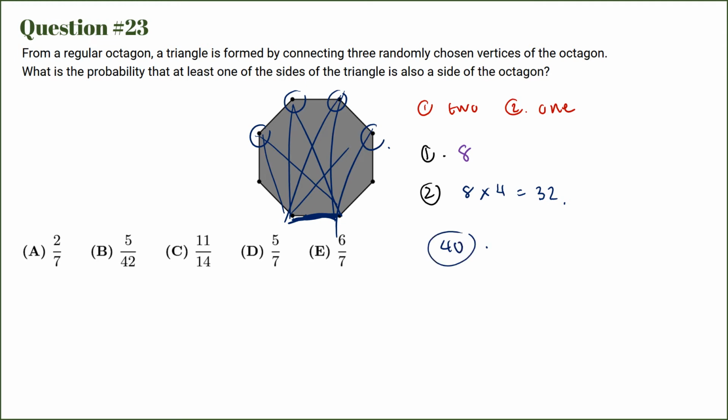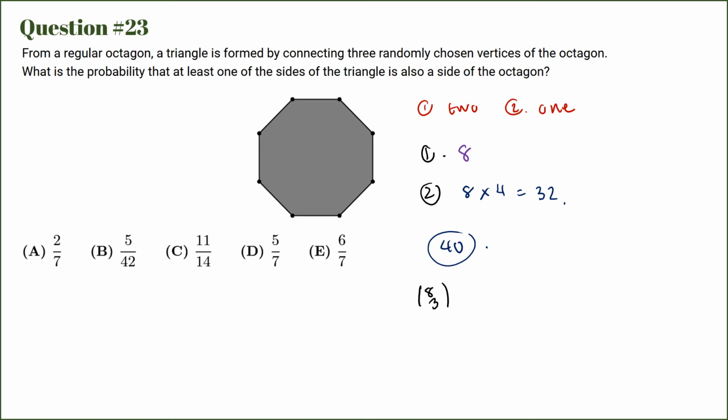Now let's think about the denominator, or how many triangles that you can make in total. So that would be 8, or here, let me erase this. That would be choosing any 3 points of these 8 you can choose. So that would be 8 choose 3, which is 56. So 40 over 56 equals 5 over 7, and the answer is D.